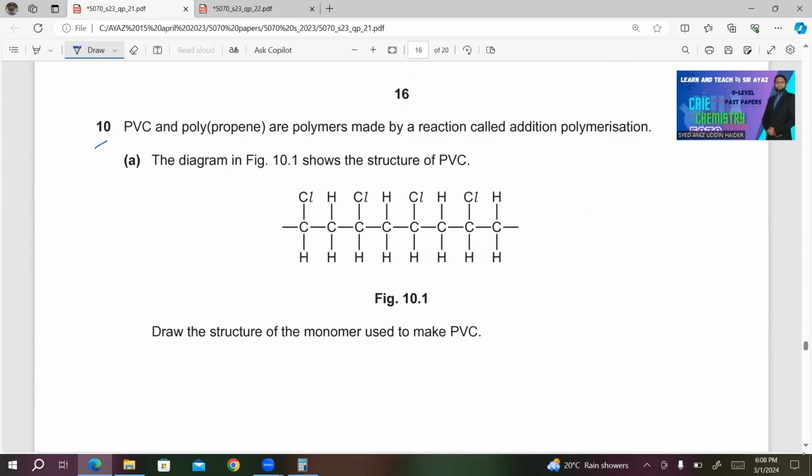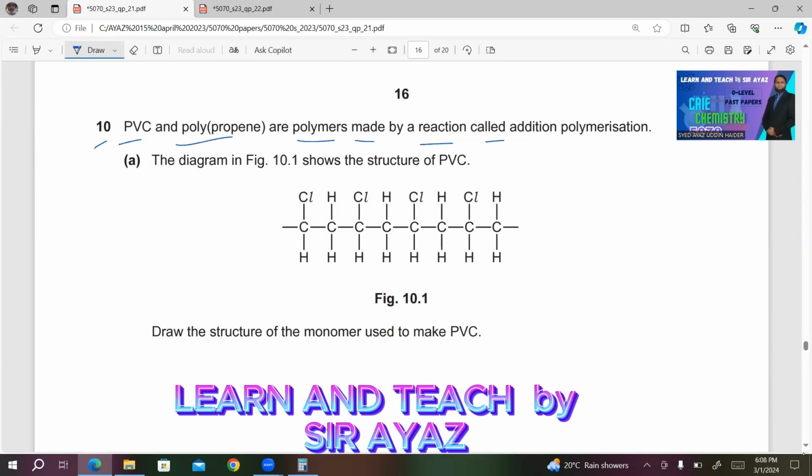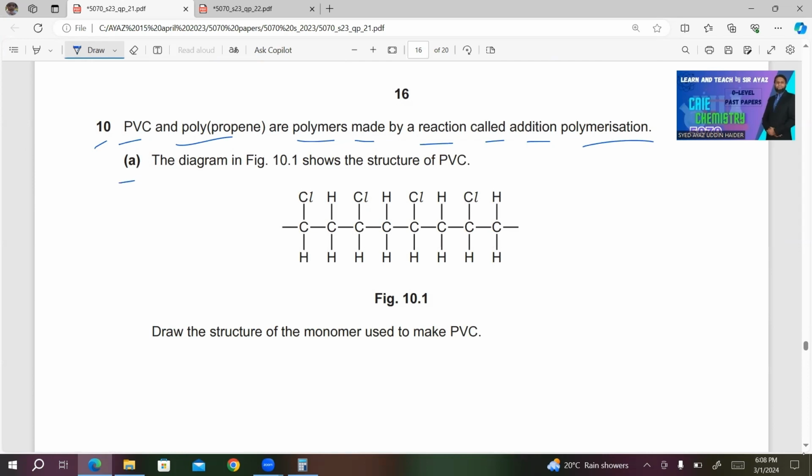Question number 10. PVC and polypropylene are polymers made by a reaction called addition polymerization. The diagram in figure 10.1 shows the structure of PVC. This is figure 10.1 and this is a diagram of PVC. Draw the structure of the monomer used to make PVC.